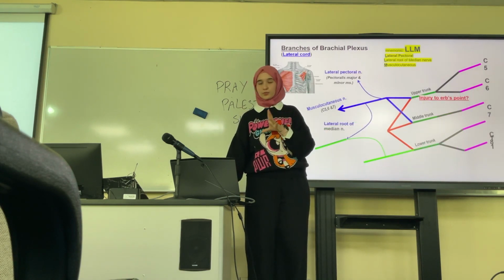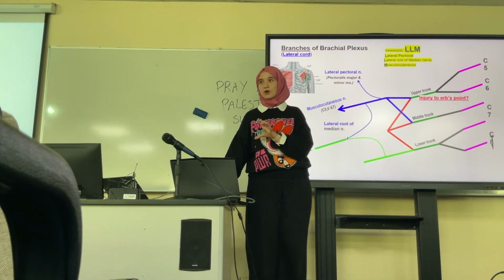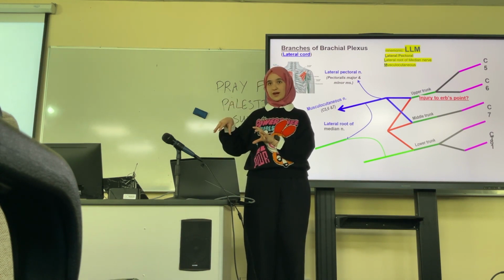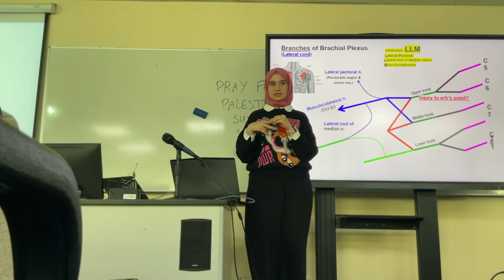And there is an important point to emphasize. We have certain muscles that are supplied by different root values or even different nerves, right? Such as, give me an example. Brachialis. It's supplied by 2 nerves. Radial and musculocutaneous.